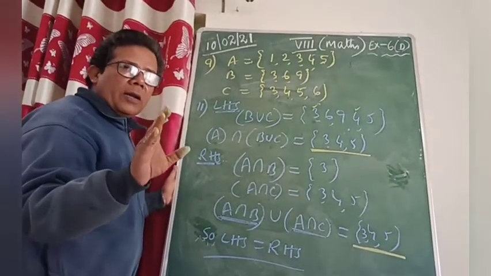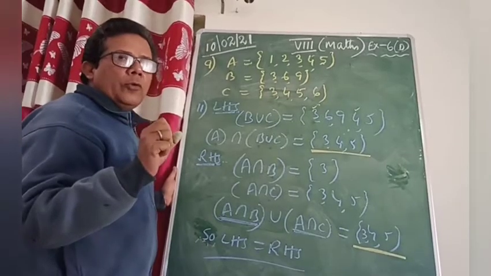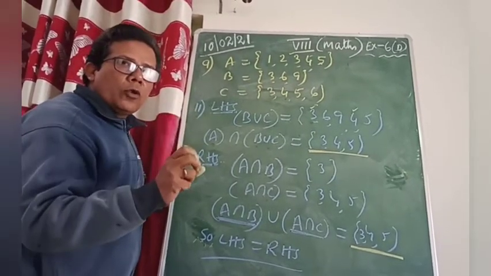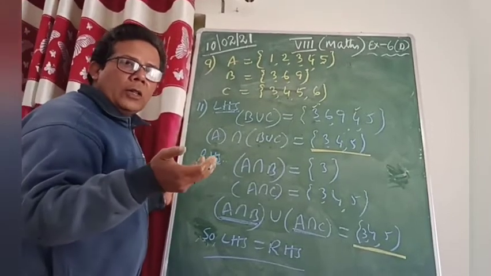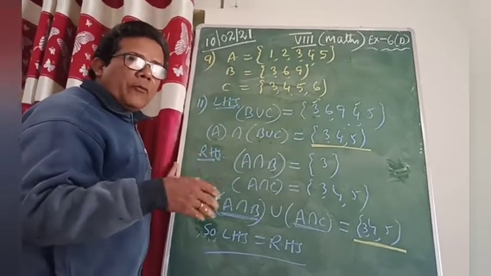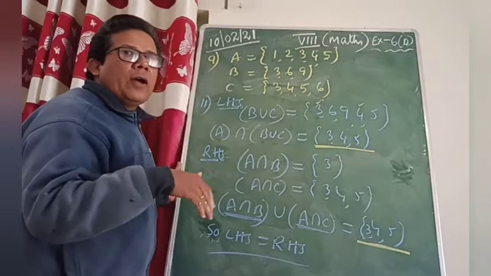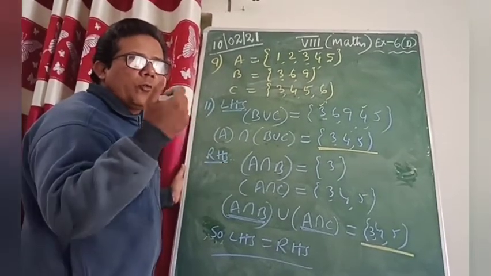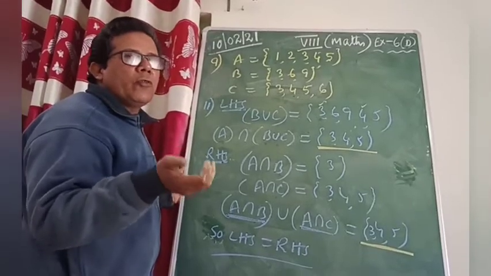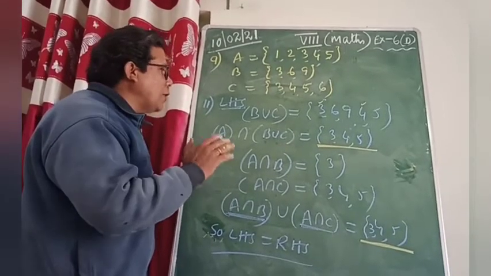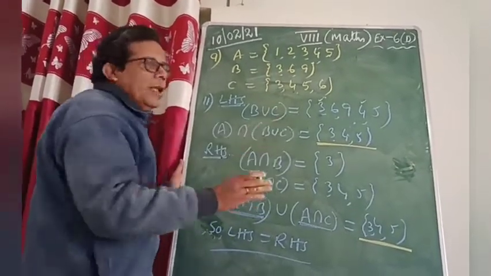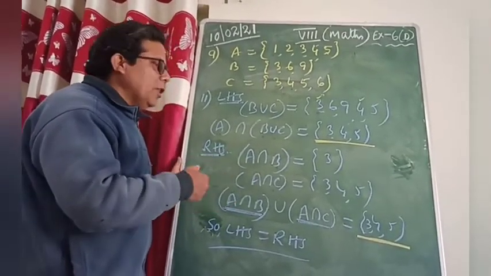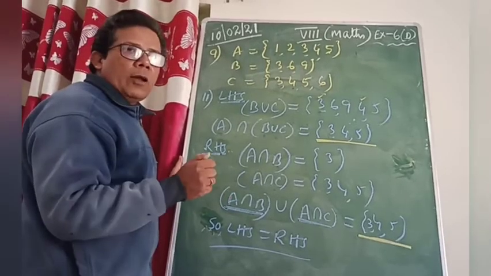These are very easy, beta. You know how to find out the union, you know how to find out the intersection, you know how to find out the complement, you find out all the elements. After finding out all the elements, if you are supposed to find out the union, you find out the union. If you are supposed to find out the intersection, you find out the intersection. After that, you must see whether both sides the elements are same or not. And if the elements are same, then you can definitely write they are equal to each other.